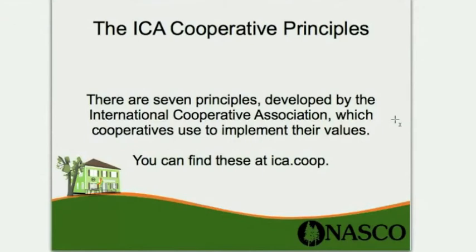We're going to talk today about the cooperative principles. There are 7 principles that co-ops around the world use to help guide and implement their values.